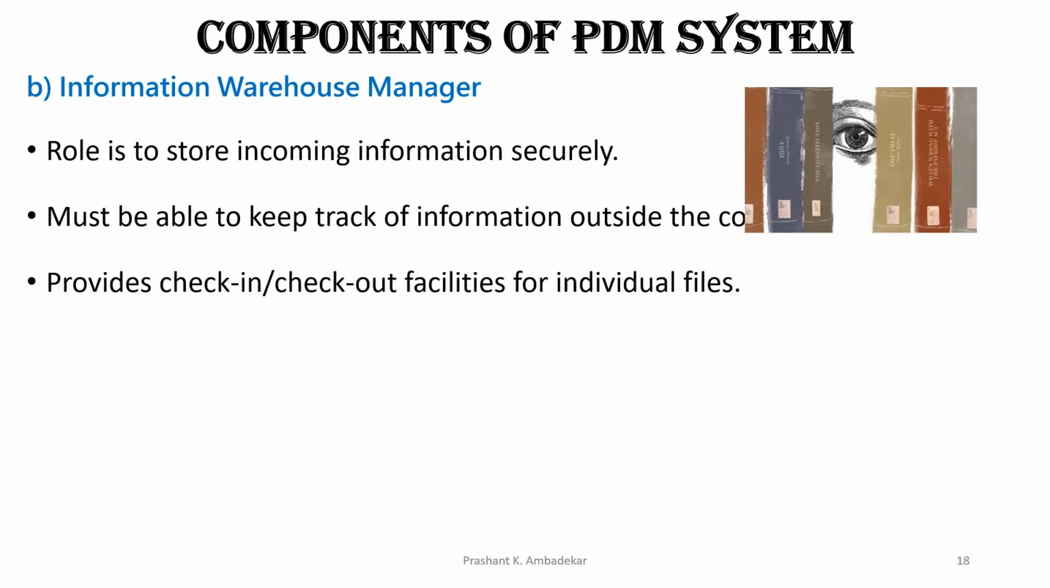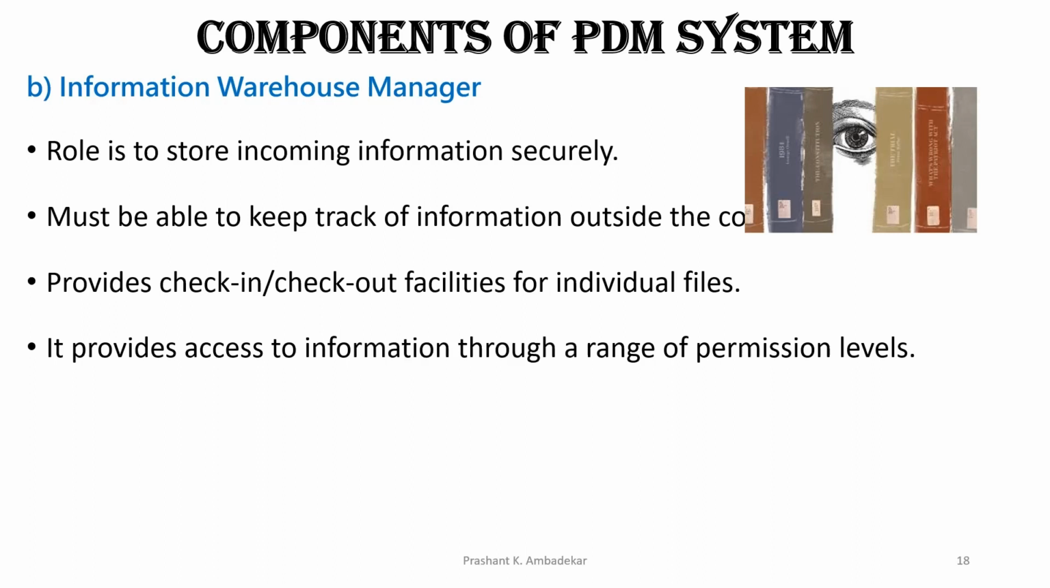Then the information warehouse manager provides the check-in and check-out facilities for individual files and sets of files. Like, he will allow which files have to be provided to the user and which files are coming into the system. It's used to set up and maintain parameters describing the data characteristics. It also provides access to information through a range of permission levels. That is, it allows the concerned person to access the information by a variety of criteria.